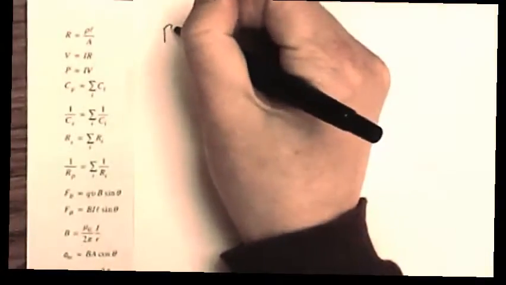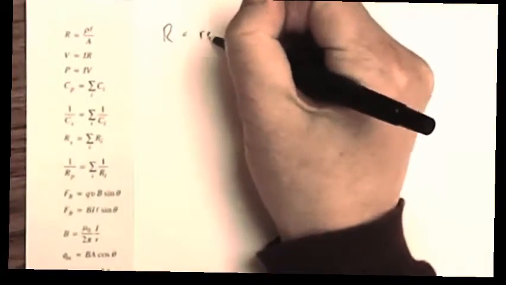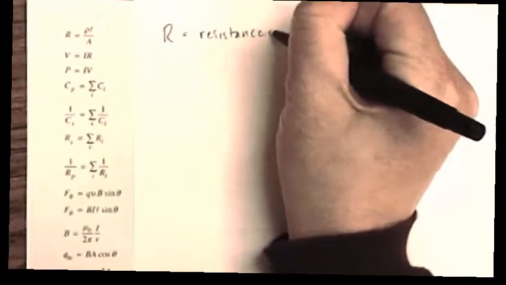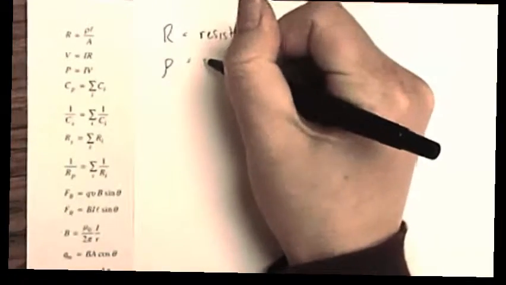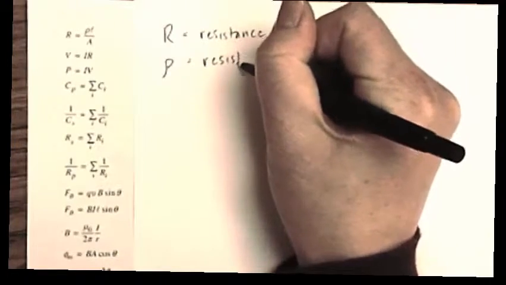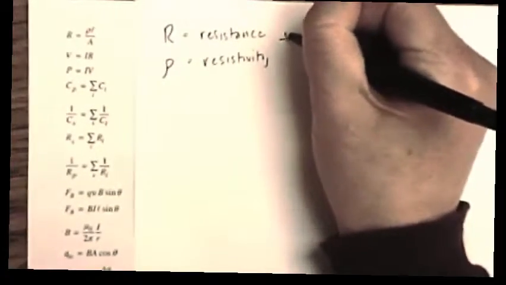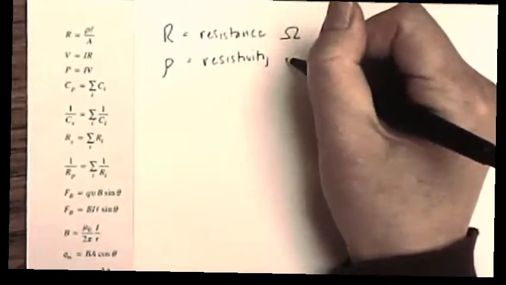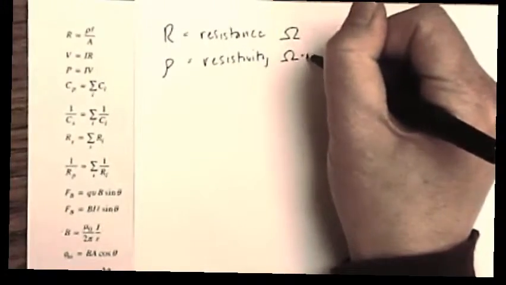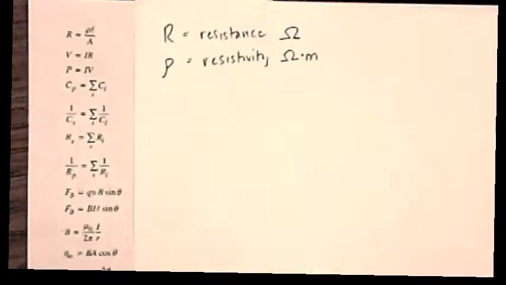Let's take a look at the formulas in the electricity and magnetism chapters of the AP Physics book. Let's start out with the definition of resistance. R stands for resistance. Rho stands for resistivity. The resistance of a length of wire is measured simply in ohms, but the resistivity is ohms times meters.